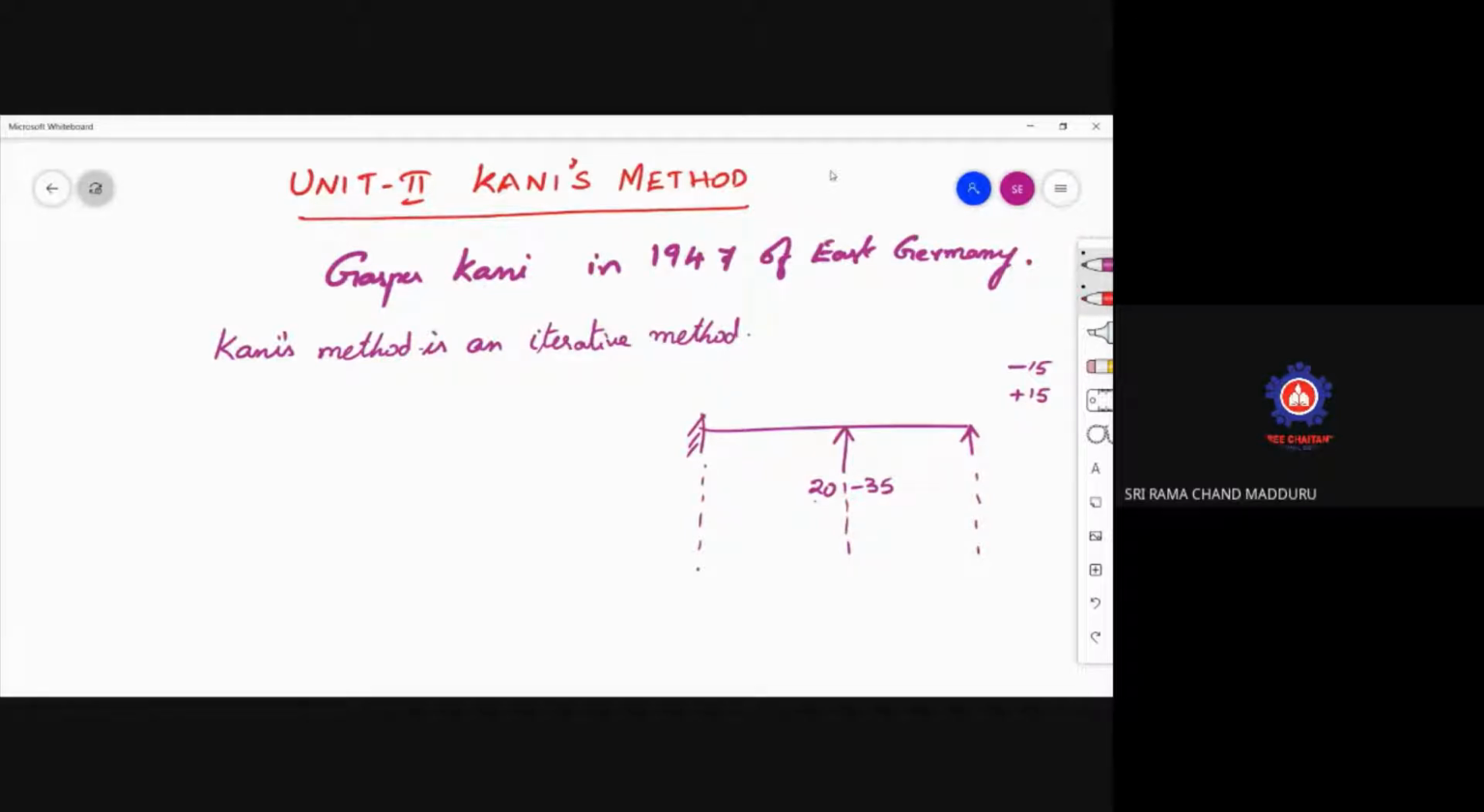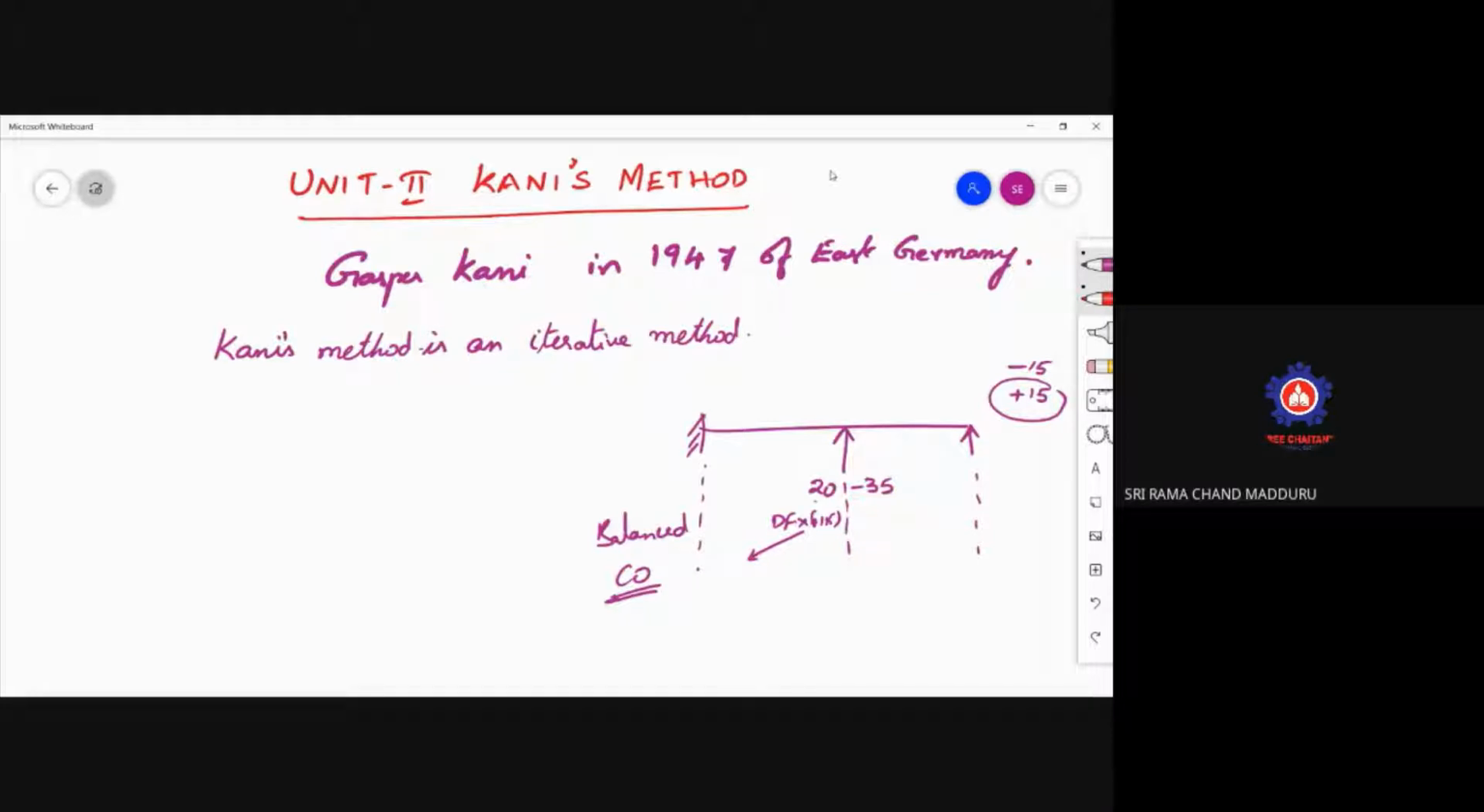The distribution factor is nothing but the relative stiffness of the member by the relative stiffness of the joint. From that we obtained the distribution factors. The distribution factor multiplied with the unbalanced moment, that is plus 15. So then this is balanced. After balancing, what have you done? You have done carryover moments. The carryover moments are written.